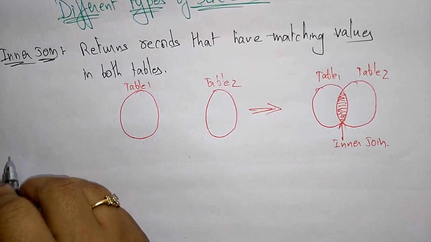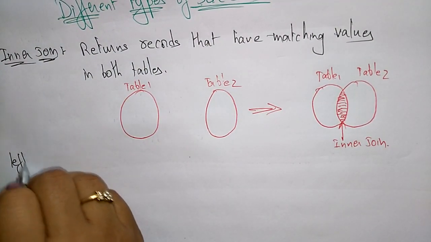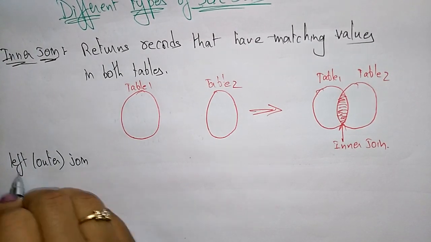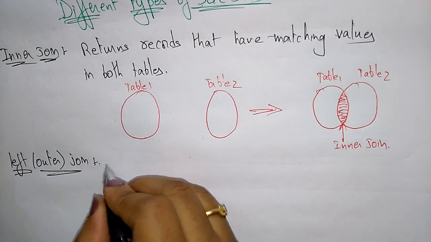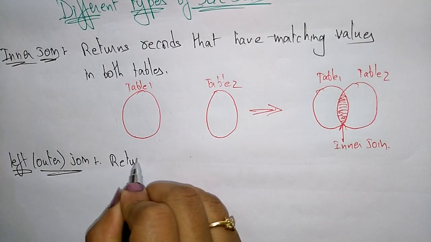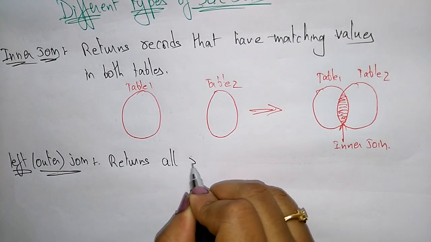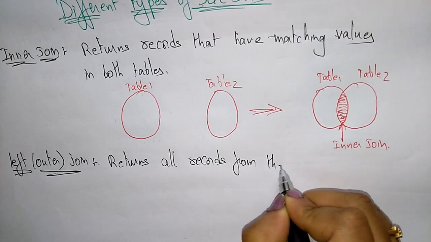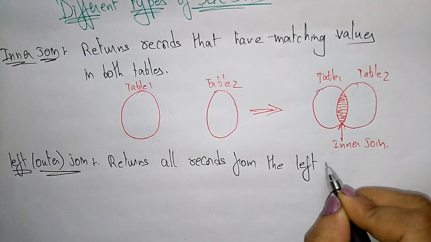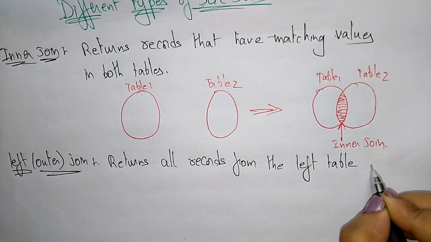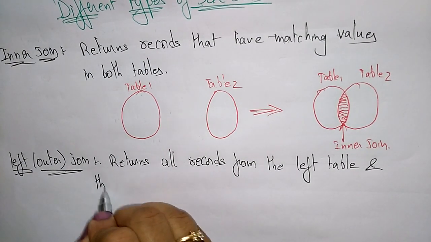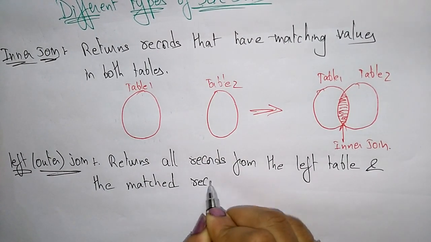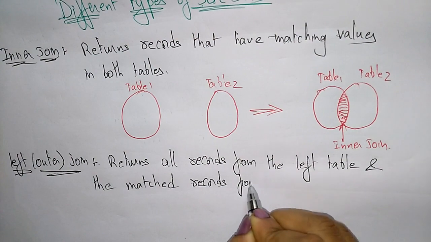Next, left outer join. Left join or left outer join you can call. So it returns all records from the left table, and the matched records from right table.